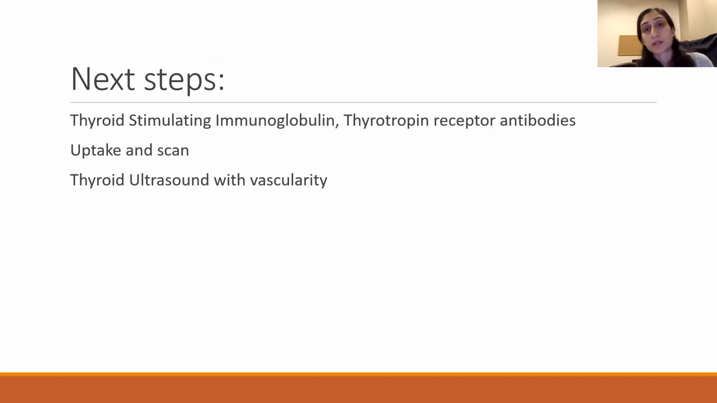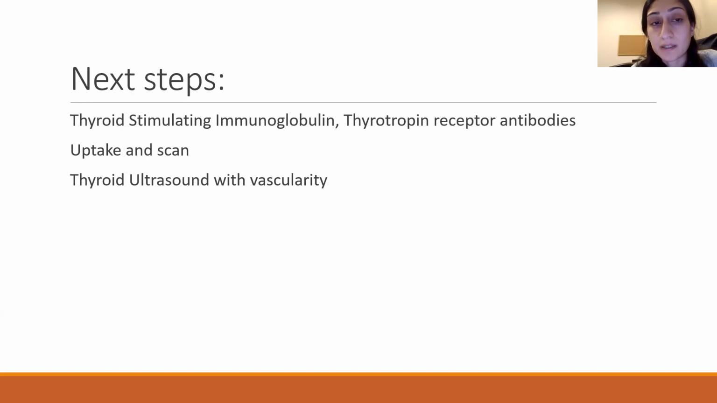So how do you sort out the cause of hyperthyroidism? My first step is to check a thyroid stimulating immunoglobulin and a thyrotropin receptor antibody. Those are 2 blood tests. Once a patient has hyperthyroidism on their labs, I check these antibodies. That's looking for Graves' disease. If those come back positive, you have your answer and you don't really have to do further workup. This is Graves' disease and you can start treatment.